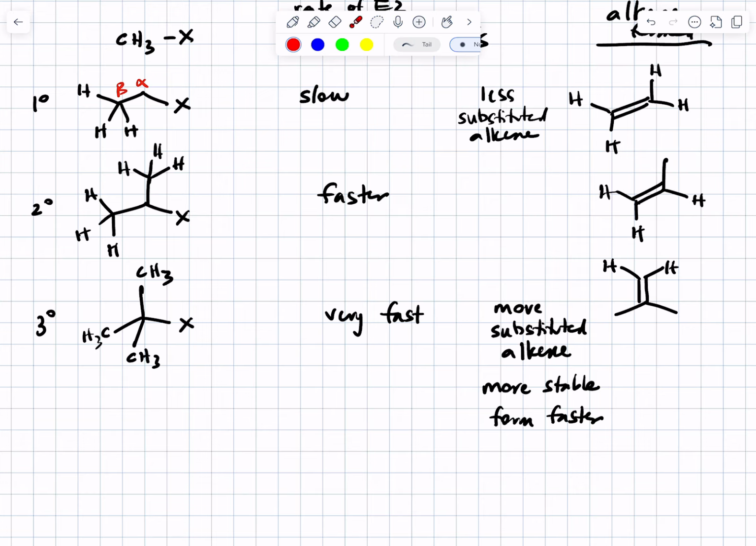Sorry, can you just repeat why the substituted alkene forms faster? Because it's more stable. I didn't answer why it's more stable though, but I will at some point, just probably not now. Okay, good. Others?